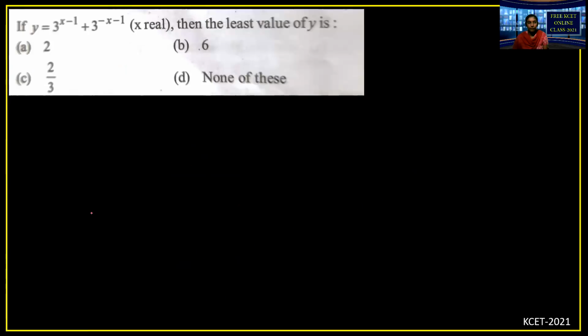Next question. y is equal to 3 power x minus 1 plus 3 power minus x minus 1, where x is real, then the least value of y, the minimum value of y is, they ask.